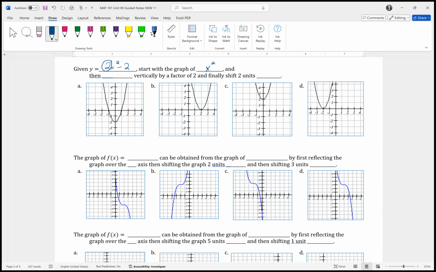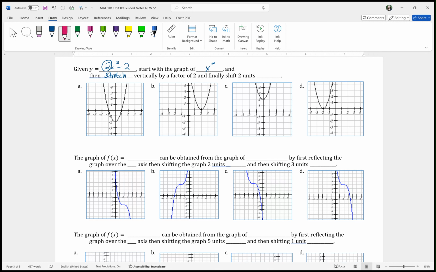And that number in front is going to tell us if it's bigger than 1, we're stretching, and if it's less than 1, we're shrinking. So obviously this is bigger than 1 with that 2, so this is going to stretch vertically by a factor of 2. And finally, shifts, that should say shifts 2 units blank. So which direction is this other 2 going? All right. So we need to determine, is this minus 2 inside the function or outside the function?